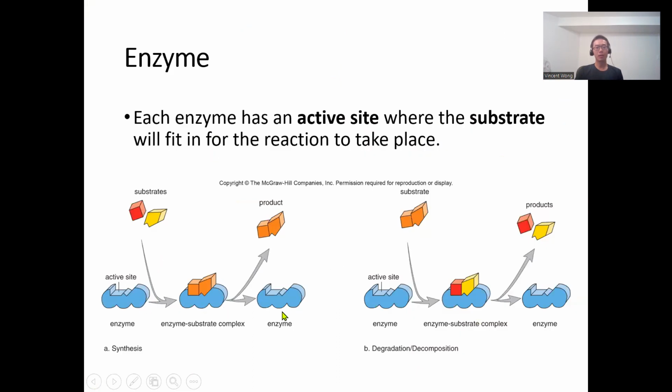This illustrates how an enzyme works. So the blue thing here is an enzyme. It's made of proteins. Please remember that it's made of proteins. Now there is a slot here called the active site. The active site is where things fit into a slot. There's a special spot for it.